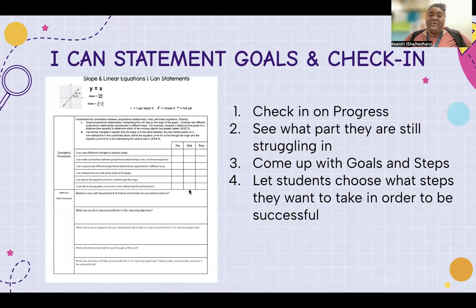Then when we get a little more to the middle, that's when I can talk with them and come up with goals before we get to the middle of the unit, figuring out where do they want to excel. And then let students choose what steps they want to take in order to be successful. Whether it's, oh, I want to have more practice. You know what? I think if I have a video to watch and continue working with that video, maybe I'll be a little bit more successful. And also too, they can choose what they want to work on.